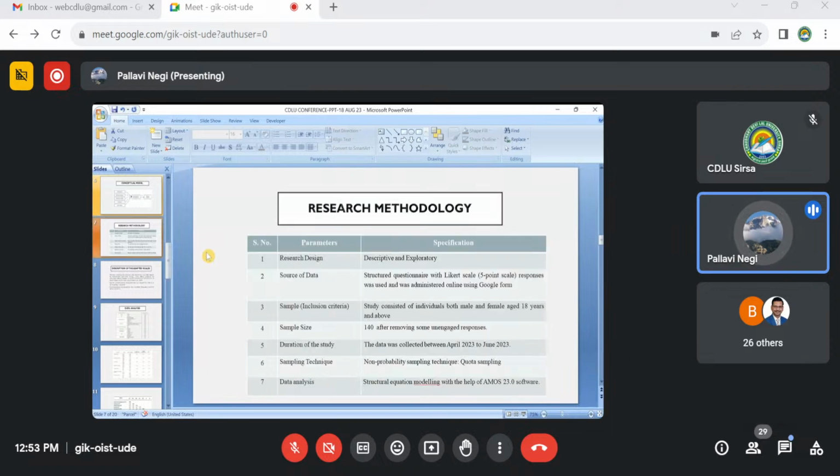So the methodology: the research design was descriptive and exploratory. As the source of data, I used a structured questionnaire with a 5-point Likert scale, administered online using Google Form. The inclusion criteria were individuals, both male and female, aged 18 years and above. Sample size was 140 after removing some unengaged responses. Duration was between April and June. For sampling, I used a non-probability technique, quota sampling. For data analysis, I used SEM, structural equation modeling, with AMOS 23 software.